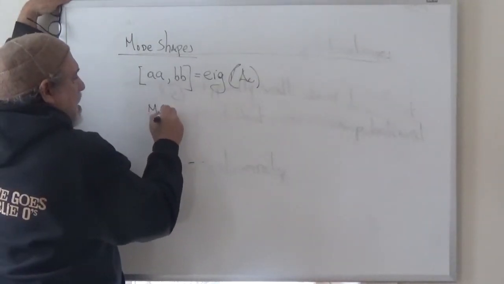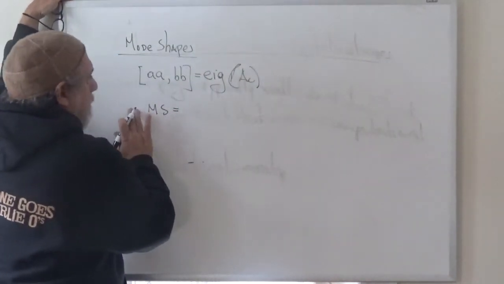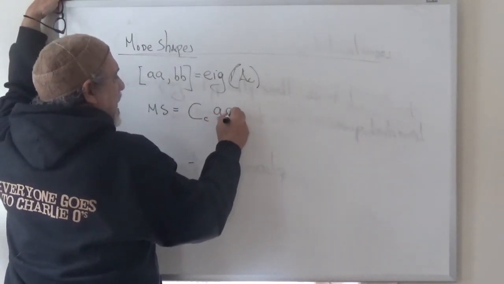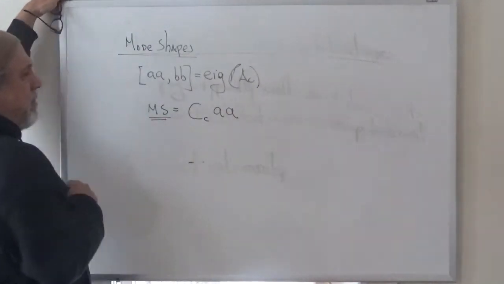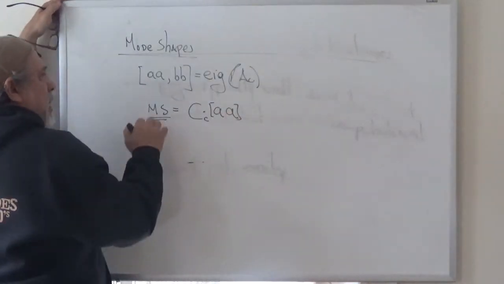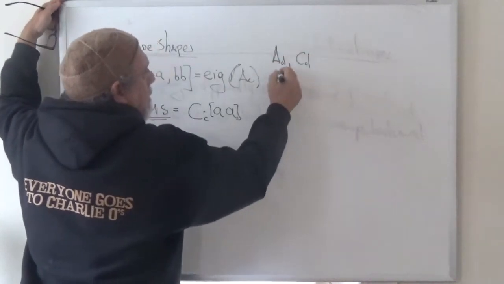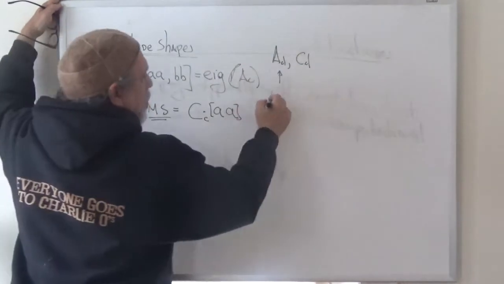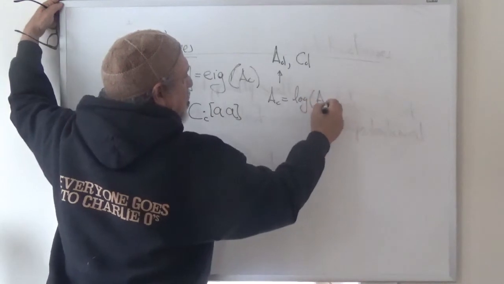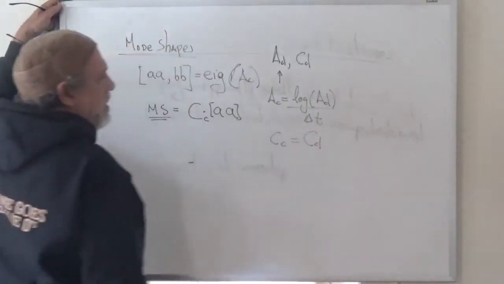Now, the mode shapes are the matrix C times the eigenvectors Ψ. These are the mode shapes, okay? So you multiply, we obtain A discrete and C discrete, right? Assuming output only. Then we get A continuous to be the log of A discrete divided by delta T, right? And our C continuous is just our C discrete.